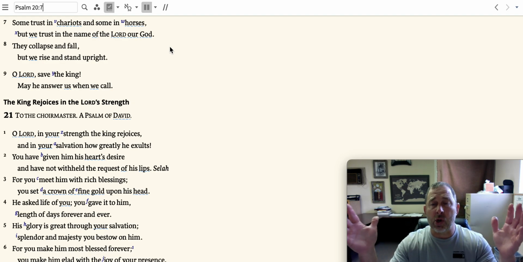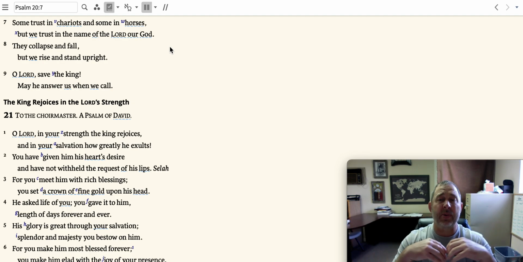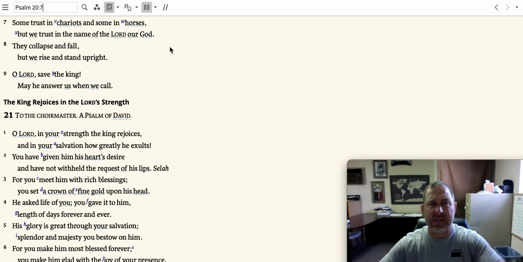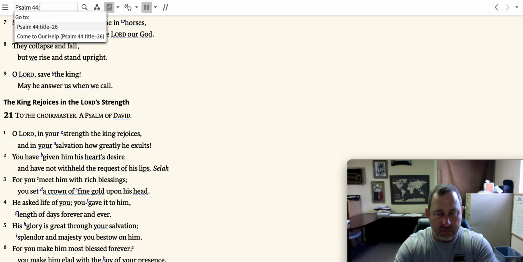So the chariots and the horse are representing something much larger than just a chariot or a horse. They're representing military power, military strength, or might. And the psalmist says, we don't trust in those things. We trust in the Lord. Let's look at another one. Look at Psalm 44, verse 18.